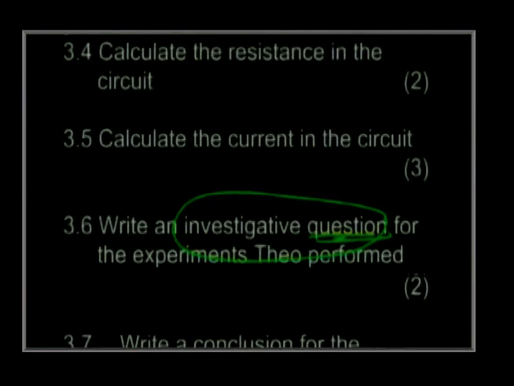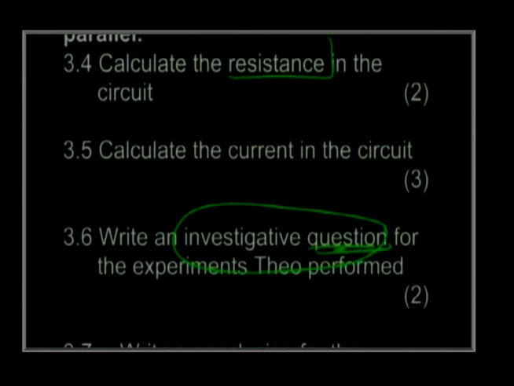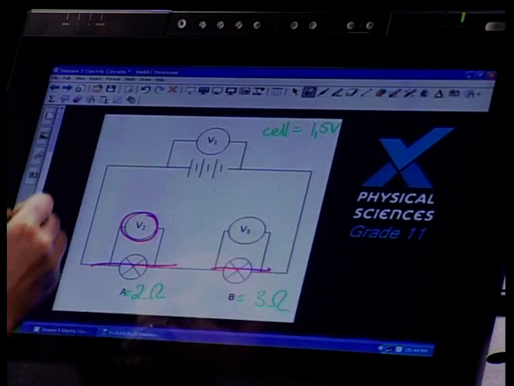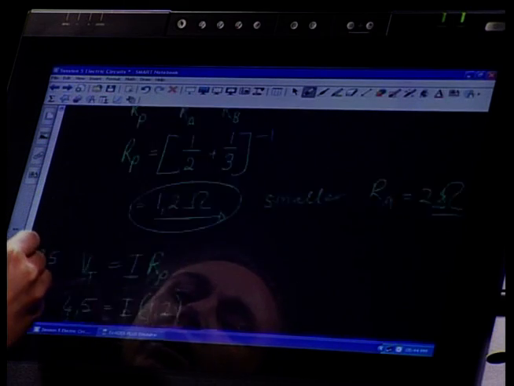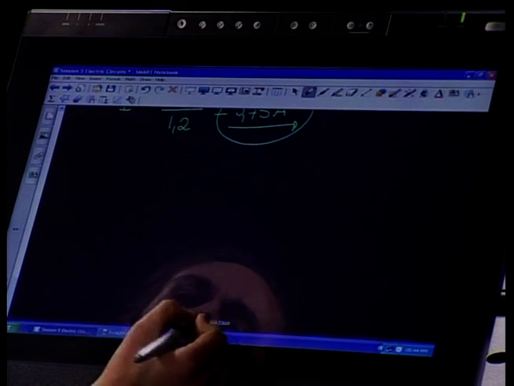Now, what were we looking at? We were looking at the resistance and the current. So there has to be a relationship between those two. We also compared a series circuit with a parallel circuit. So when we go into our answer, our investigative question should include those factors that we looked at over there.